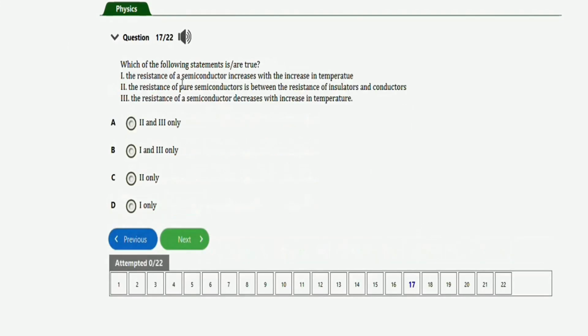It says which of the following statements are true? The resistance of semiconductor increases with the increase in temperature. The resistance of pure semiconductor is between the resistance of insulators and conductors. The resistance of semiconductor decreases with increase in temperature. So the right option is the one that has I and I. That's option A. Okay, very important. Next question with this one.